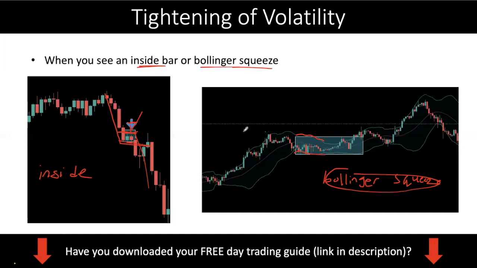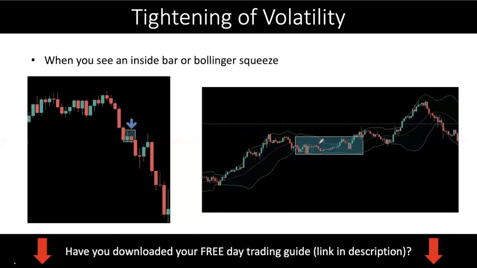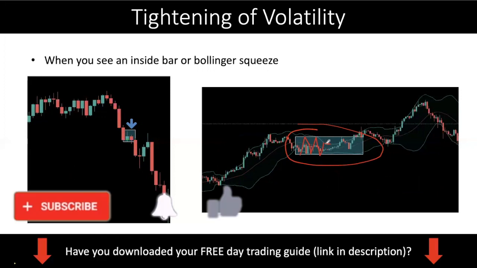So if you compare the charts, look at this portion: you can see that the bands are quite wide. The distance between the upper and the lower band is quite wide. But when it comes to this portion over here, you can see that the bands are tightening. The distance from the upper band to the lower band is very tight. So this is what is known as a Bollinger Squeeze.